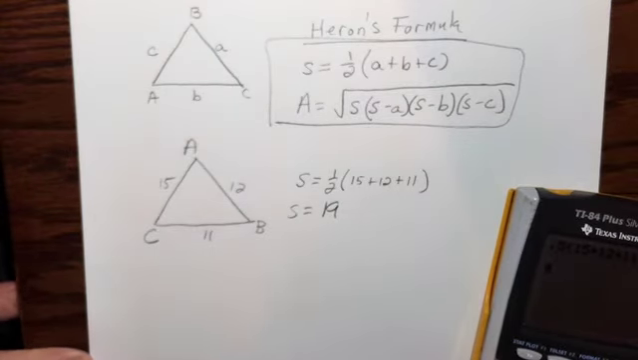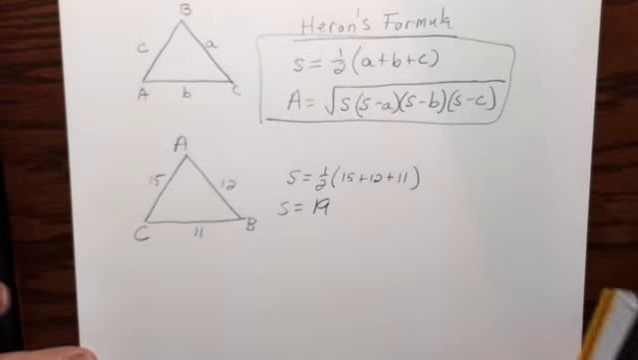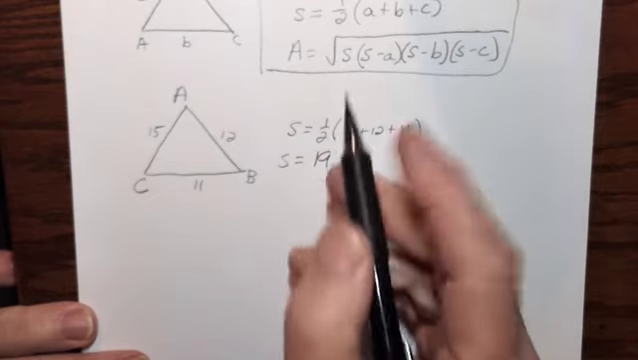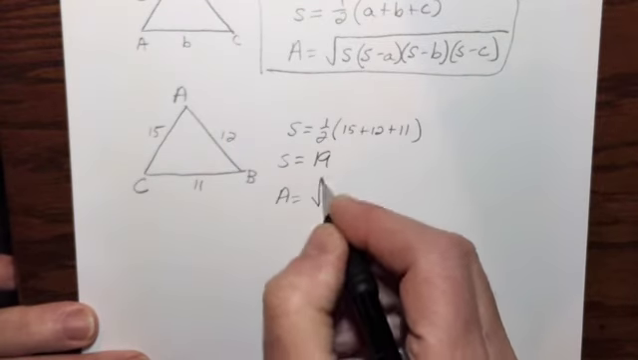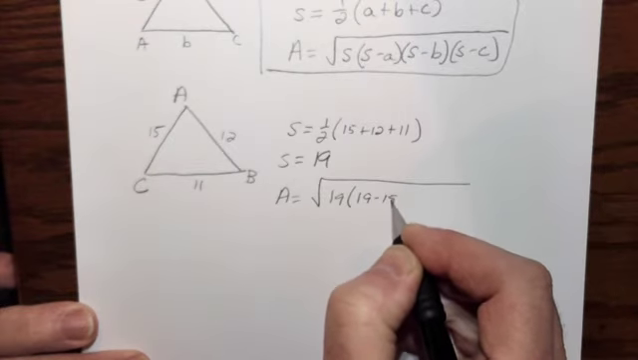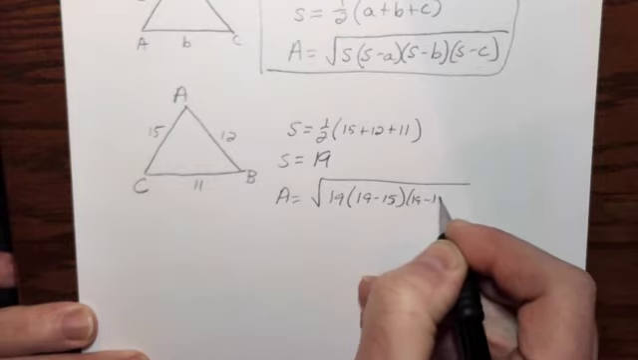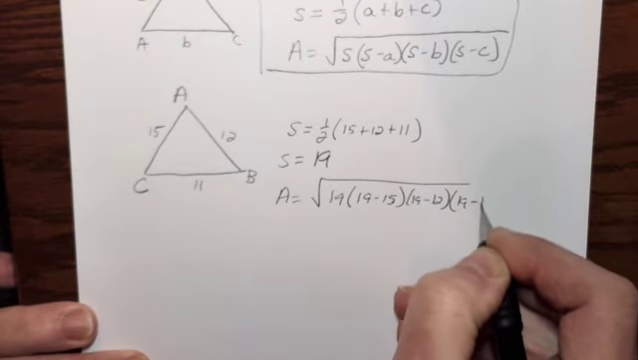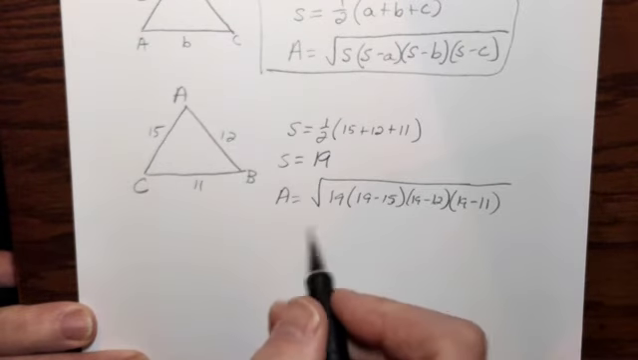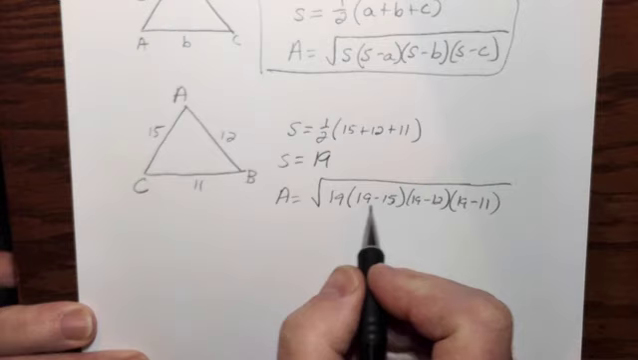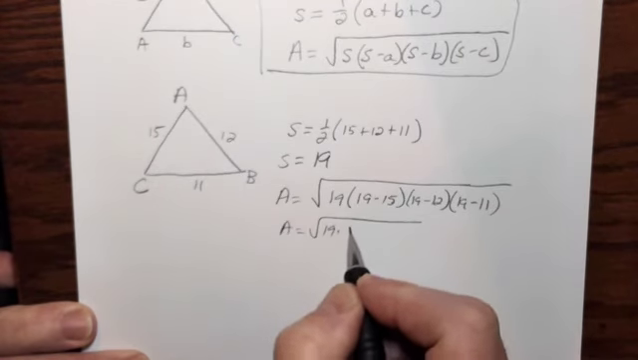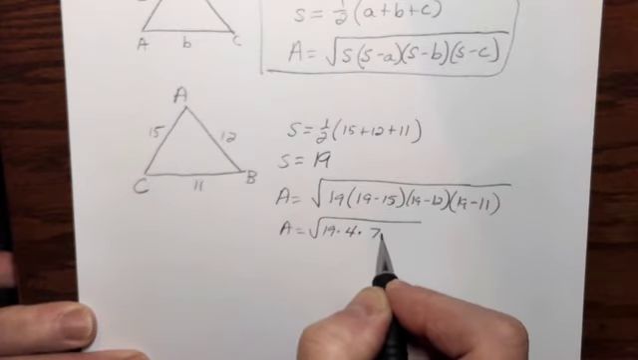And again, if these have units, if they're inches or feet, then I would go ahead and use those. Now what I do is I use the formula up here. Area then is going to be the square root of 19 times 19 minus 15 times 19 minus 12 times 19 minus 11. And then it's a matter of just taking your calculator and working that out. You could enter it just like that. We could also simplify it a little bit to know that A is equal to the square root of 19 times 4 times 7 times 8.